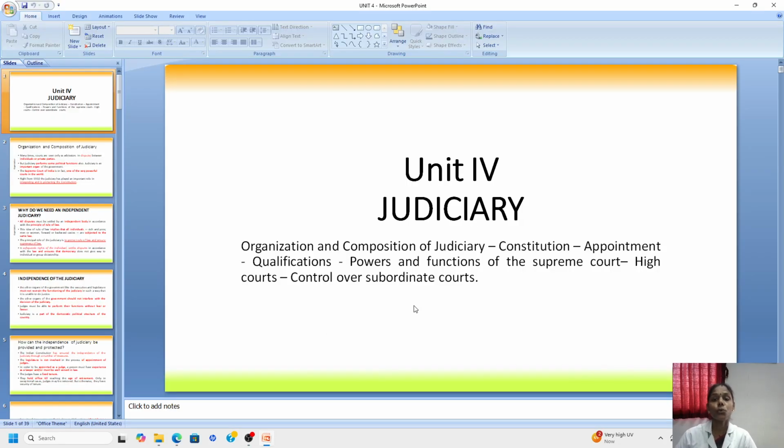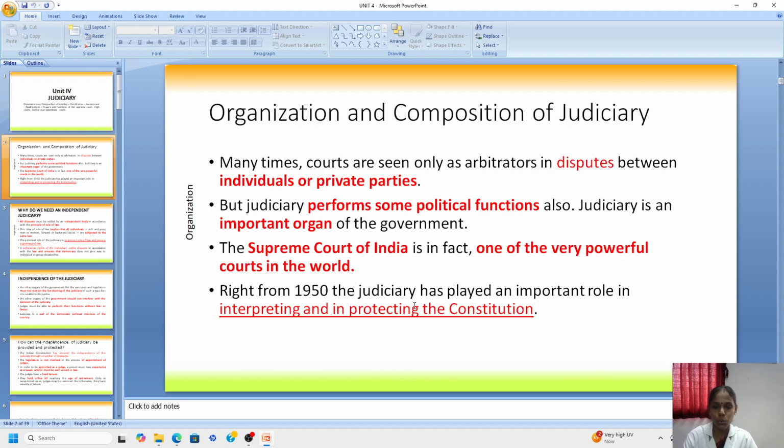So now Unit 4: Judiciary. In this we are going to see about organization and composition of Judiciary, constitution, appointment and qualifications, powers and functions of the Supreme Court, High Courts, control over subordinate courts. Organization and composition of Judiciary.